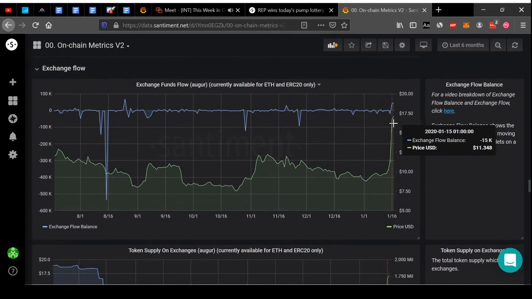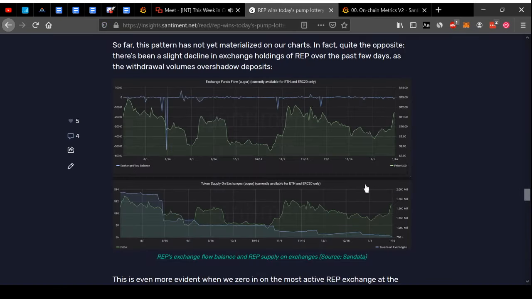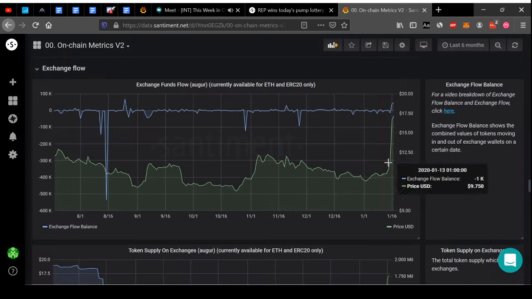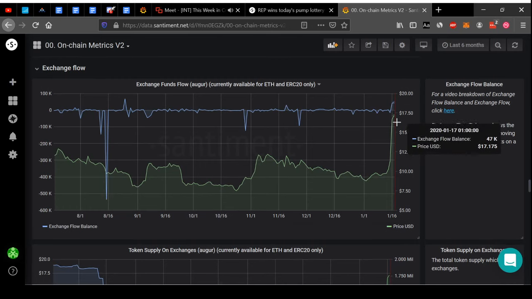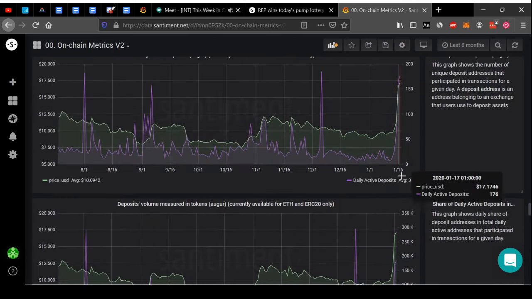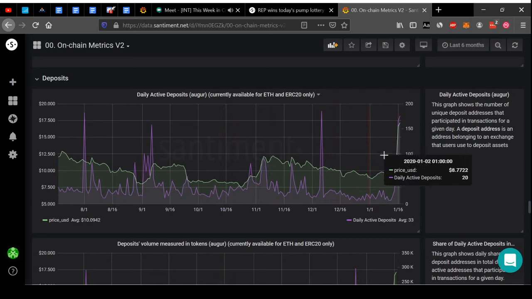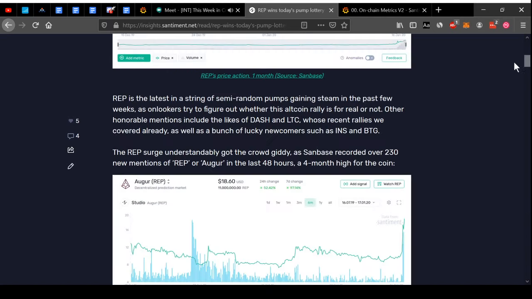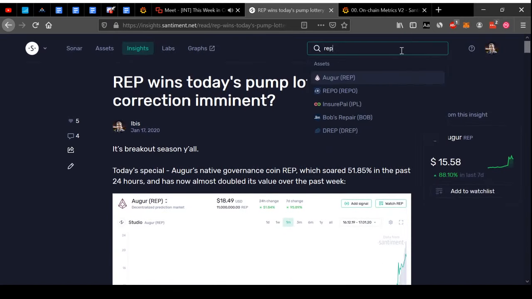Yeah. So here's the spike. Okay, I see it now. Here's the spike in the exchange funds flow that I mentioned. As you can see, while I was writing it, it hasn't happened yet, but right around the top here it spiked. So there's been an influx of funds as well as an influx of deposit addresses moving REP to exchanges. And by the way, I think it's already started going down.